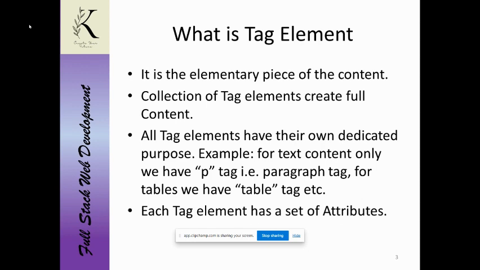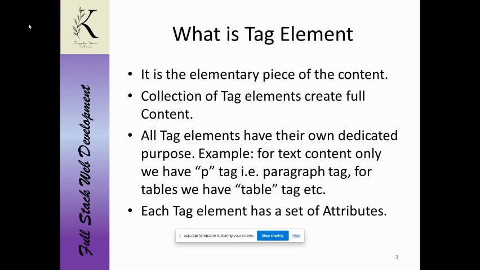So each web page contains different elements. It's a very elementary piece of the content. We call it tag elements. These tag elements can represent different contents in the web page. For example, if I want to write a paragraph, then I have to use a p tag. If I want to create a table, then I have to use table. So all these basic elementary tags collectively will create the content of the web page.